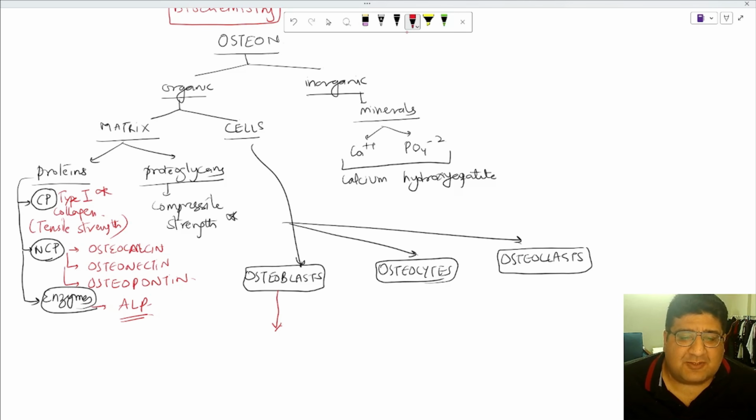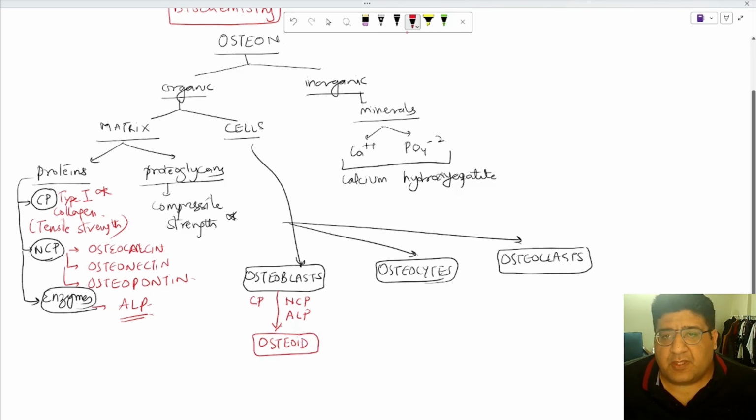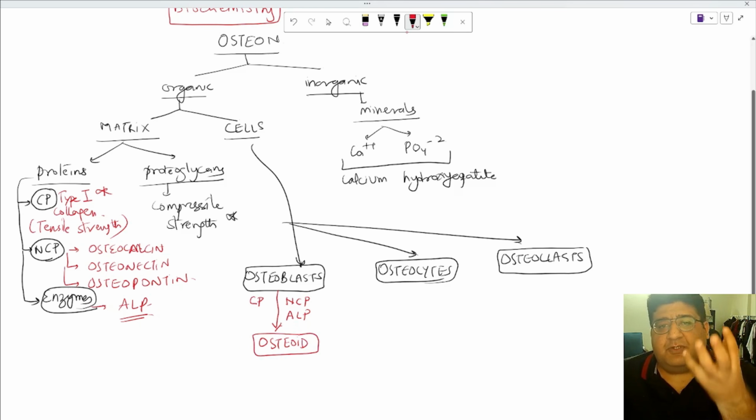Everyone knows that osteoblast makes bone, but it doesn't happen in this way. Osteoblast gets the incorporation of collagenous protein, non-collagenous protein, and alkaline phosphatase, everything mentioned towards the extreme left of your screen, and with the help of all these things makes something called an osteoid. Osteoid is a soft bone, immature bone, malleable bone, ductile bone, a weak, flimsy bone.